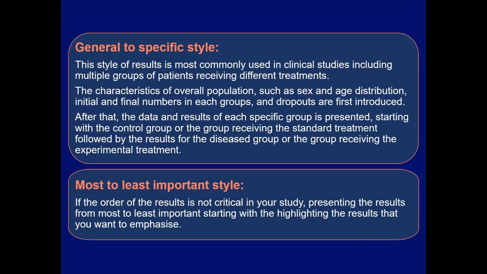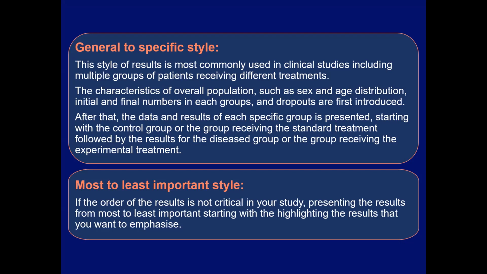The third style is about general to specific. This style of result is most commonly used specifically in clinical studies, including multiple groups of patients, for example, receiving different treatments. Generally, we talk about the overall population, for example, the demographic presentation, and it mostly comes presented in a table, for example, sex, age distribution, different things that you want to use to describe that population. Initial and final numbers in each group, and if there are any dropouts, should be introduced first.